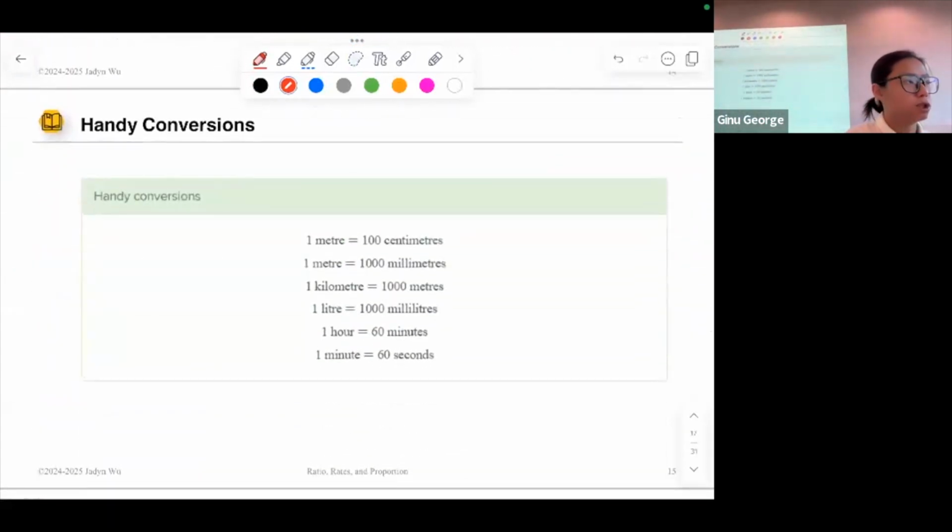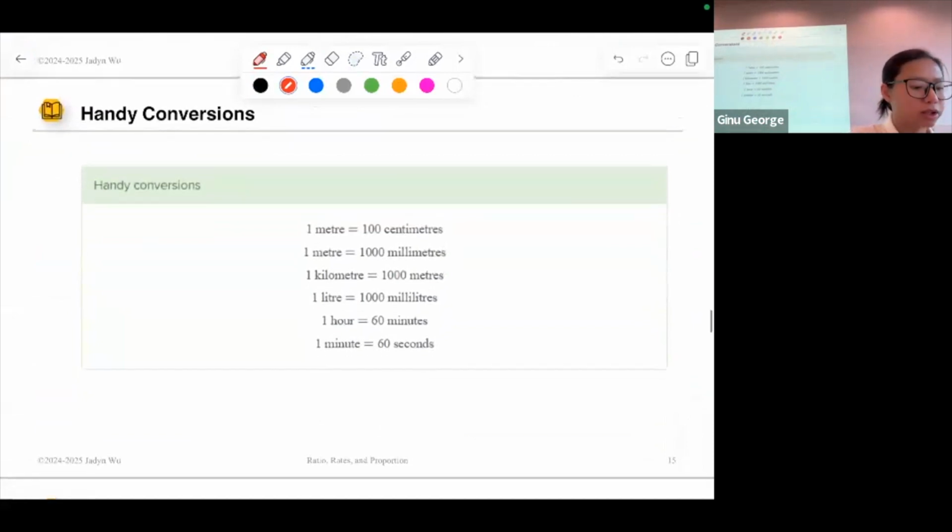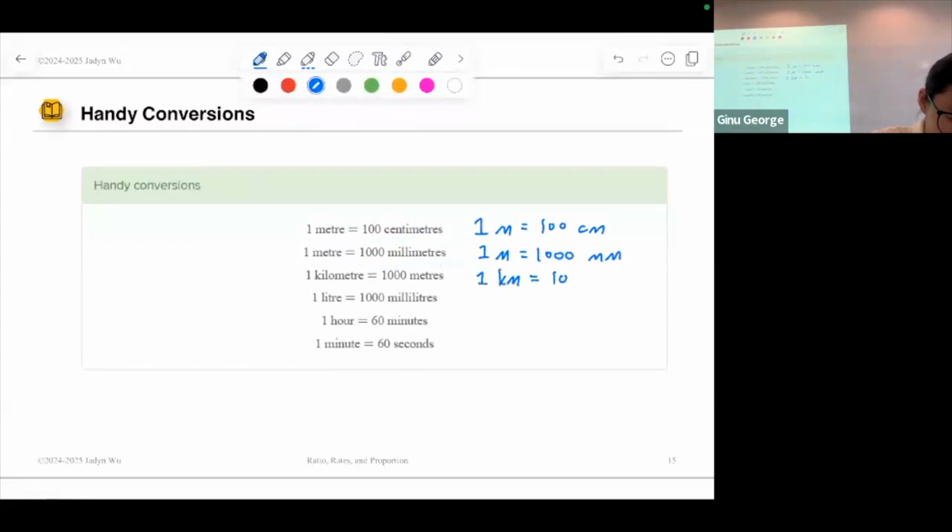So these are just more specific steps here. And there are some handy conversions for some commonly used things as well. So 1 meter will equal 100 centimeters or cm. 1 kilometer equals 1,000 meters. Actually, I usually prefer to use the simplified version. So 1 meter equals 100 centimeters, 1 meter equals 1,000 millimeters, and 1 kilometer, which is km, equals 1,000 meters here. And 1 liter, which is just 1 L, equals 1,000 milliliters or ml as well.